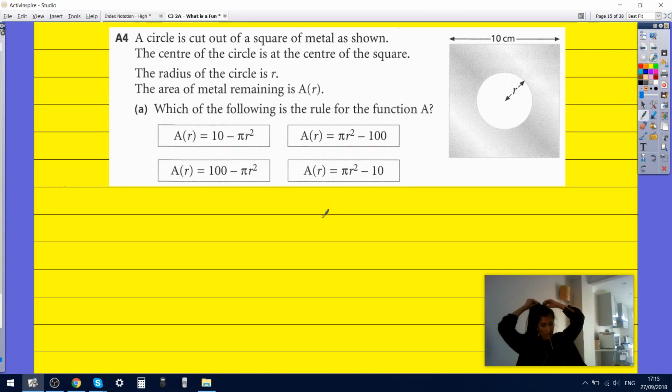Okay, this one, A4, read it, try it. A circle is cut out of a square model. The circle is centre of the square. The radius of the circle is R. The area of metal remaining is AR. Which of the following is a rule for the function of A?